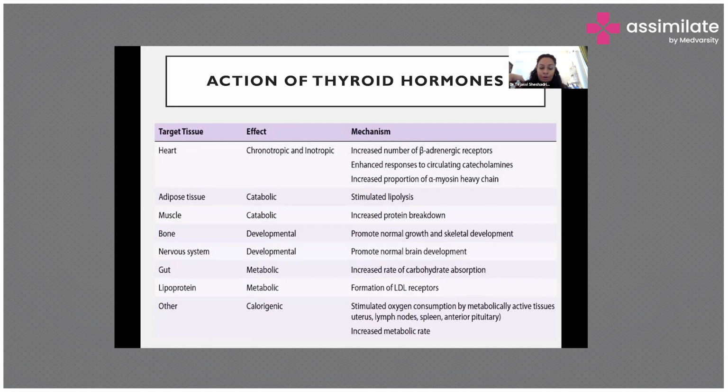It has a metabolic function, and it is very important for basal metabolic rate. It stimulates oxygen consumption by the metabolically active tissues, and it increases the basal metabolic rate. So a child with chronic hypothyroidism will have a low metabolic rate, will have a history of weight gain, will also have a history of not gaining height, low IQ. These are all the symptoms that an older child will come with.